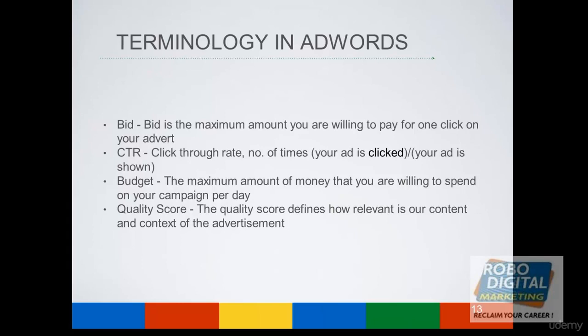The next thing is quality score. The quality score is defined as how relevant the content and context of your ad is to the keyword. Like somebody is searching buy red shoes online, and your ad is showing buy shoes online. That is relevant, but not too relevant in comparison to someone who writes a buy red shoes online ad.